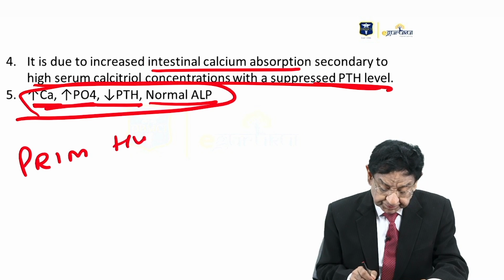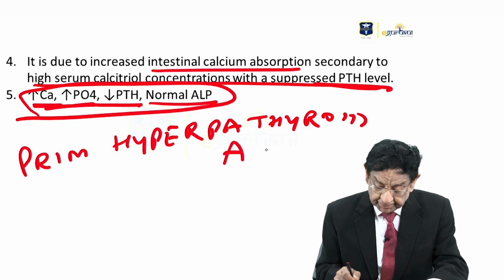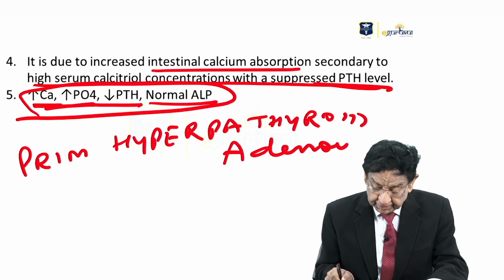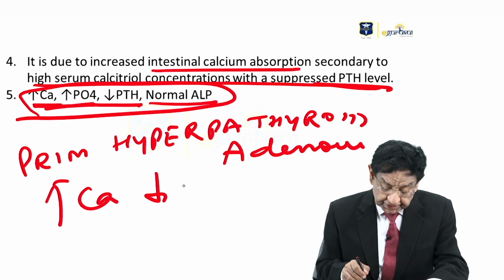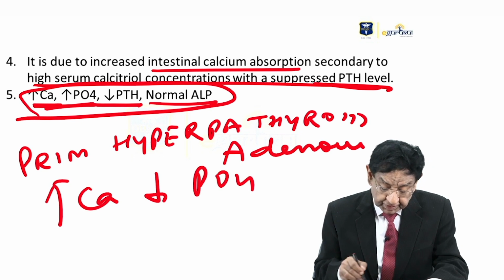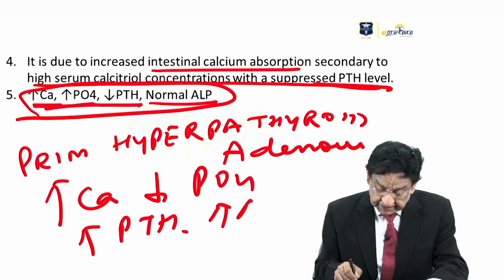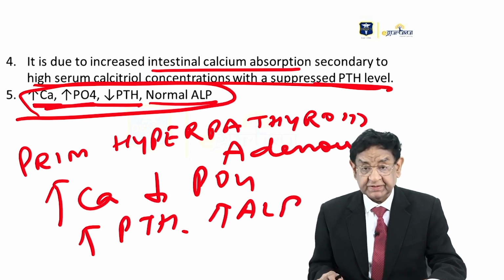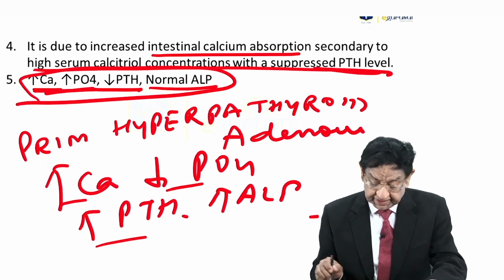hyperparathyroidism, which is due to adenoma, calcium is high, phosphate is low, PTH is increased, and alkaline phosphatase is increased. So there's a difference. You can see calcium, phosphate, PTH and ALP.